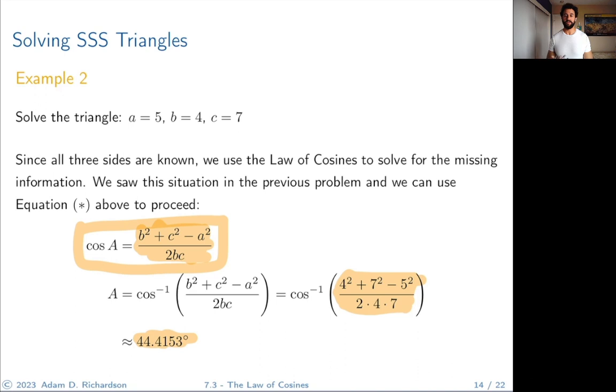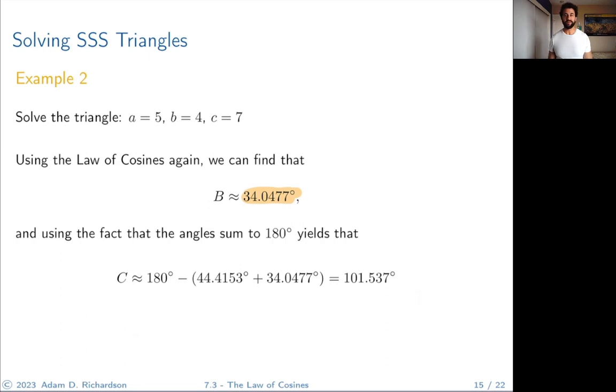I didn't repeat the calculation here because it's virtually identical to this one right here, except now you look at cosine of B. So it would be cosine of B equals what? I always forget this. So A squared plus C squared minus B squared over 2AC, if I've got it right. But you can always go back to the law of cosines, and it'll just be this again. So that'll give us that B is 34.0477 degrees. And then lastly, because we know that those angles sum to 180, we can find that C is 101.537 degrees.